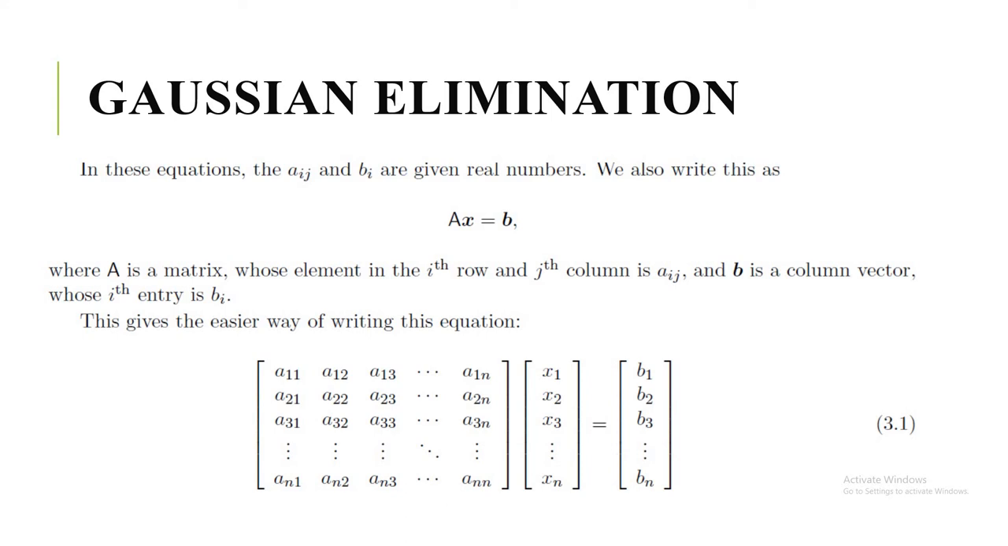So it says in these equations, if we are given aij, where the aij are the coefficients of x and the bi are the solutions, any given real numbers, we can write them in the form Ax = b. That's the general form, where A is the coefficient matrix whose element in the ith row and jth column is aij, and B is the column vector, or the solution matrix, whose ith entry is bi. This gives us an easier way of representing the equations.